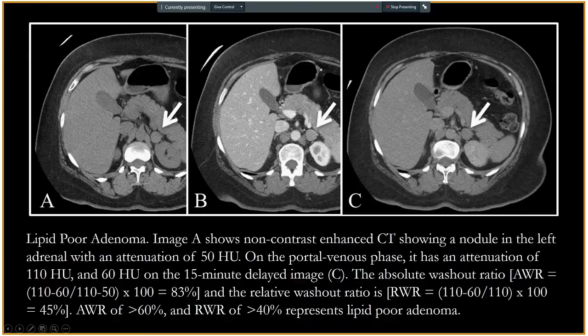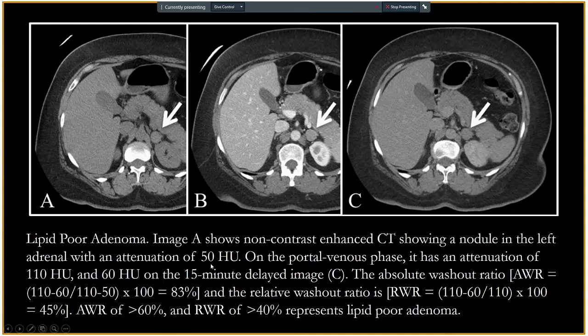Here is another example using the adrenal protocol on CT. So non-contrast enhanced, portal venous phase, and 15-minute delayed image. The attenuation is 50 Hounsfield units, 110 Hounsfield units, and 60 Hounsfield units respectively. So we can calculate the absolute washout ratio using the formula, which is 80%, and the relative washout ratio, which comes out to be 45%. So this is a lipid poor adenoma. It's lipid poor because on the non-contrast enhanced study, the attenuation is not less than 10 Hounsfield units. It is 50 Hounsfield units.